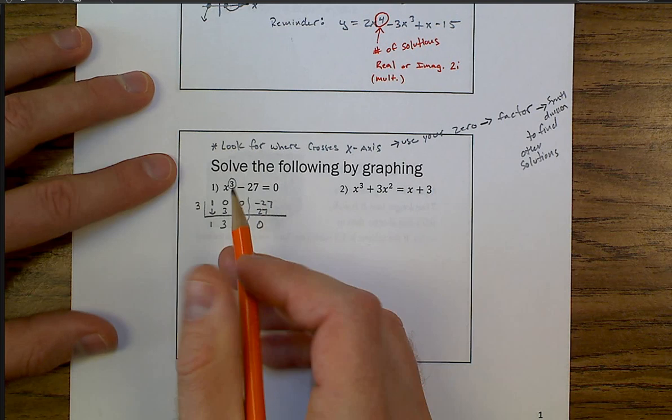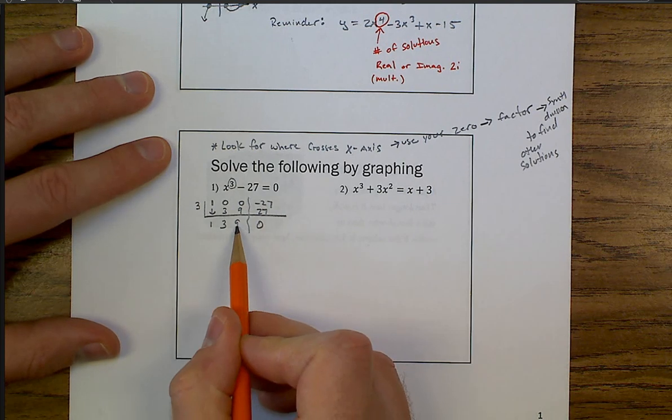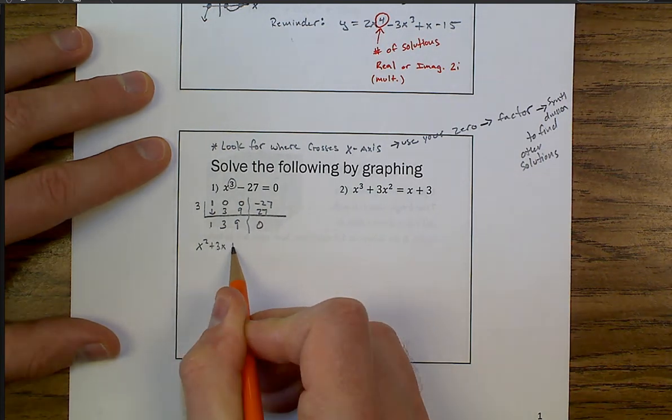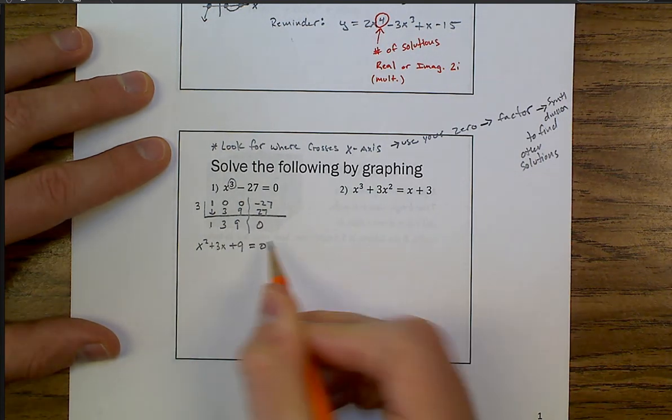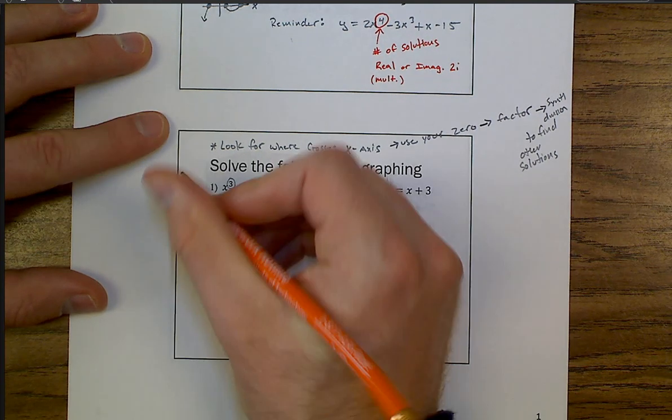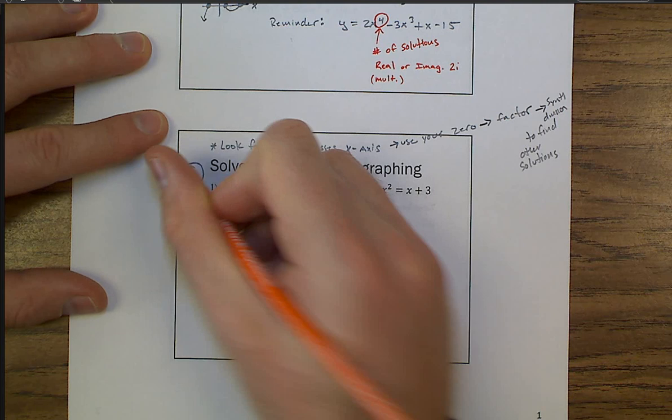But what do we have left? We have constant, x, x squared. So x squared plus 3x plus 9, and that's set equal to 0, right? We're still trying to find 2 other solutions. We know x equals 3 is one of our answers. We got to find 2 more.